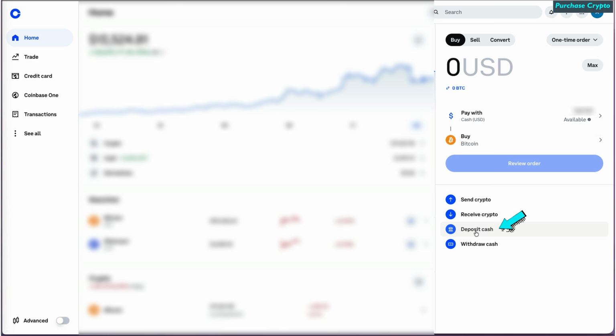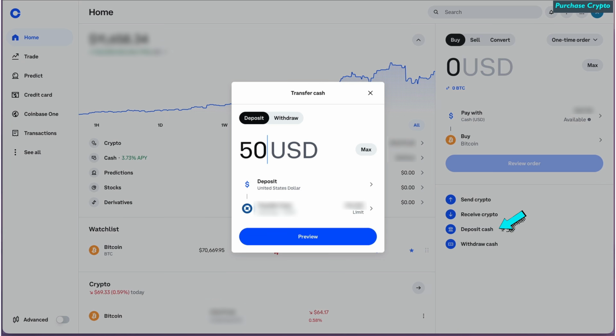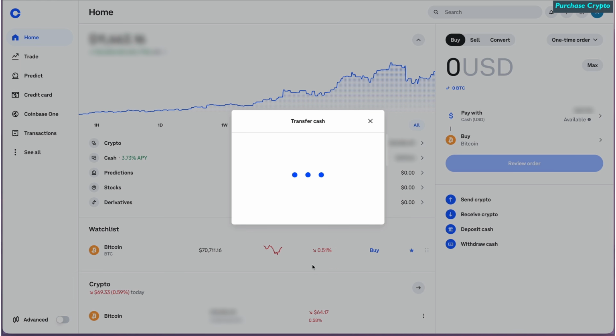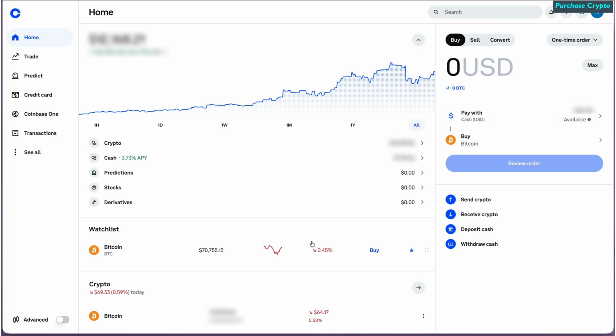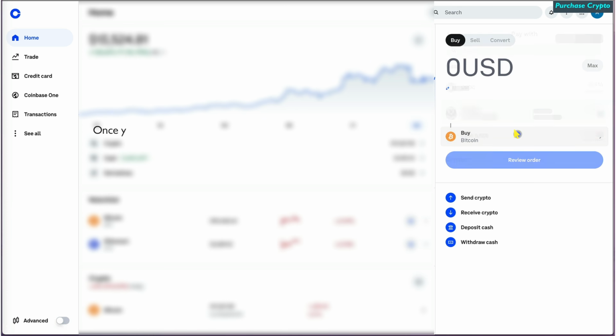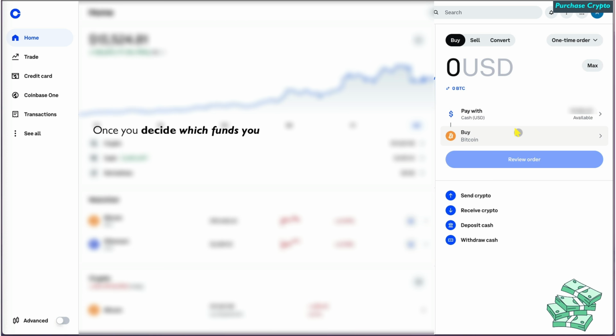If you do not have enough cash, select Deposit Cash. Enter the amount, choose your bank information, and preview the transaction. Once you click Deposit and refresh your screen, the cash usually shows up almost instantaneously. I will buy my crypto with cash.